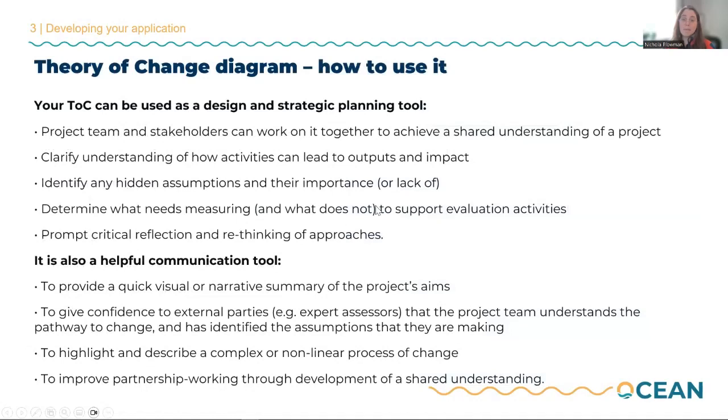Okay, so coming onto the benefits of theory of change. As I mentioned, it's a really useful design and strategic planning tool. Your project team and stakeholders can work on it together, so you have that shared understanding of a project and you can work out all those different elements. It really helps to clarify your understanding of how your activities that you're planning are actually going to lead to outputs and impact, and maybe you need to adapt what you originally thought.